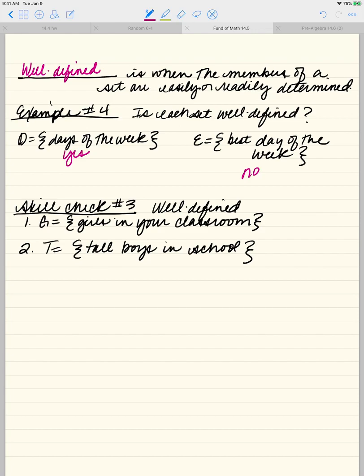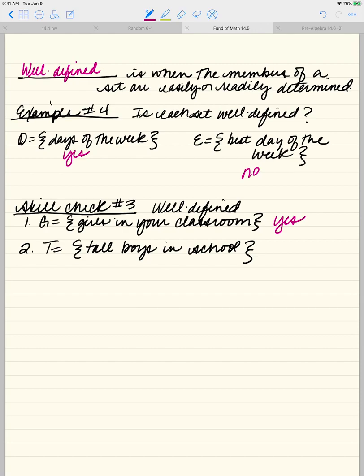Now, skill check number 3, well-defined versus not well-defined, okay? Number 1, G is girls in your classroom. If we were all sitting together in our math class right now, would the set of girls in the classroom be well-defined? Yes, we would be able to point out, count, say the names of the girls in the classroom. So yes, this is a well-defined set.